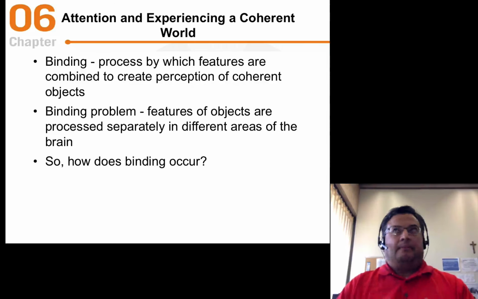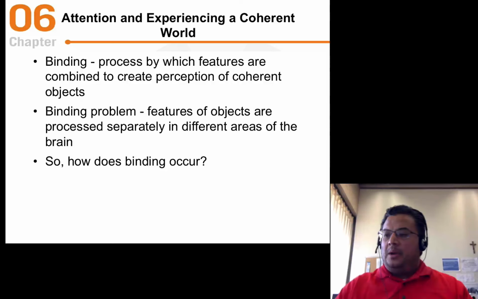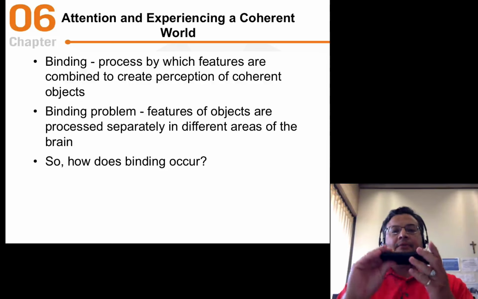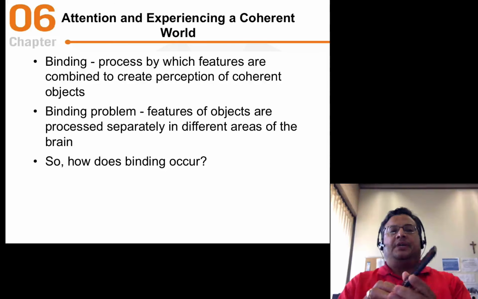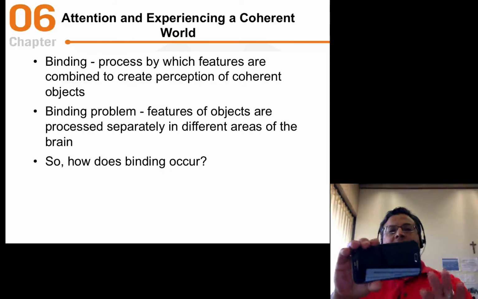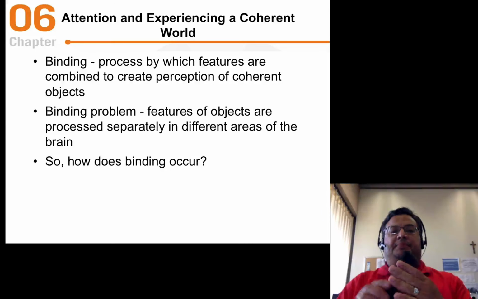Okay? So, for example, here's my cell phone, right? And you see several features of this object. You see the straight edges, you see the right angles here. You see that it is black. You see that this surface is shiny. There's a lot of different things you can note about this object, and we perceive this as a whole object.